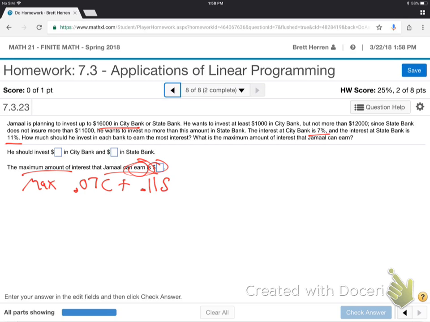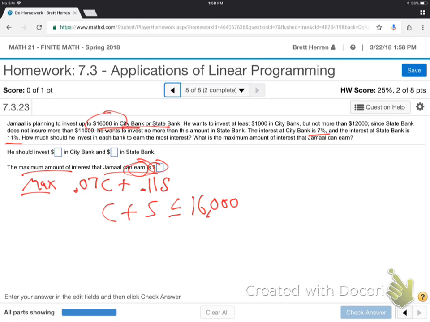Okay, let's go back to questions. $16,000 for the two banks together, right? City or state, $16,000. So that's city plus state, $16,000. Is this going to be greater than or less than? Yeah, max, opposite, less. It's always opposite, huh? For max, it's less. For min, it's greater.